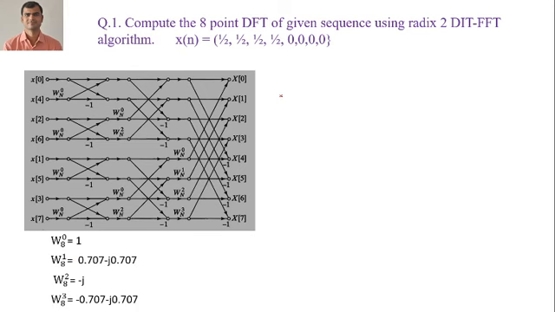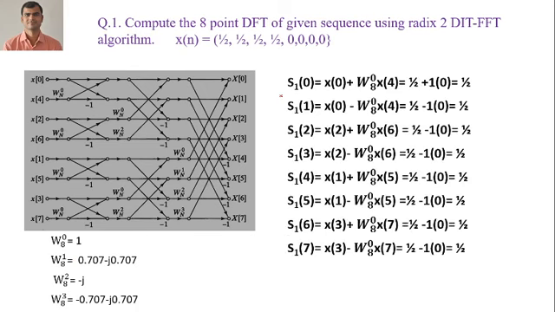So first step is what? We need to find the output of stage 1. This is the output of stage 1. As you can see here, this point is S1 of 0. S1 of 0 is the addition of x of 0 plus x of 4, with W80, that is the twiddle factor exponent, equal to 1. So 1 by 2 plus 1 into 0, it becomes 1 by 2. S1 of 1 is x of 0 minus x of 4, so 1 by 2 minus 1 into 0, it becomes 1 by 2 only.